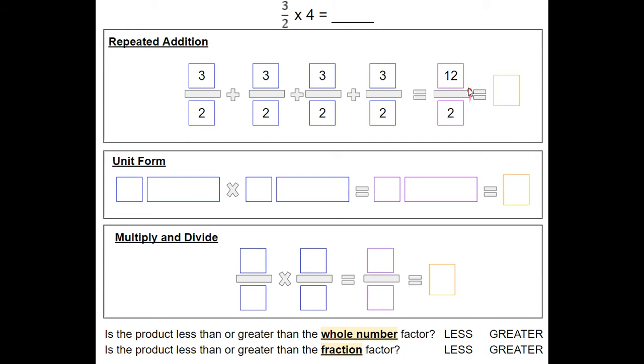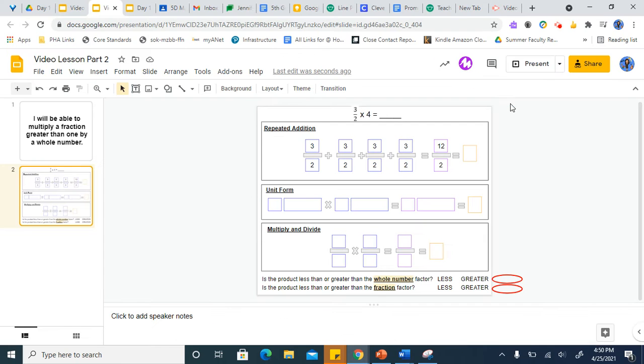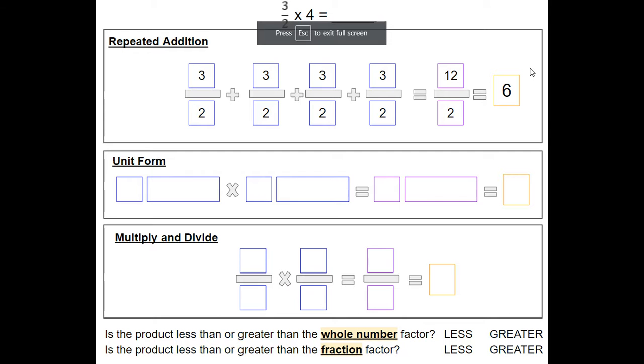Well, we remember that fraction is the same thing as division. 12 halves is the same as 12 divided by 2. We know that 12 divided by 2 is 6 because 6 times 2 equals 12. So 3 halves times 4 equals 6.